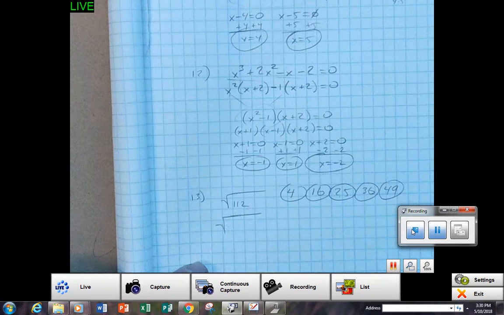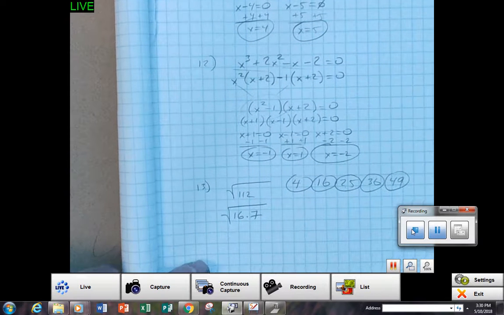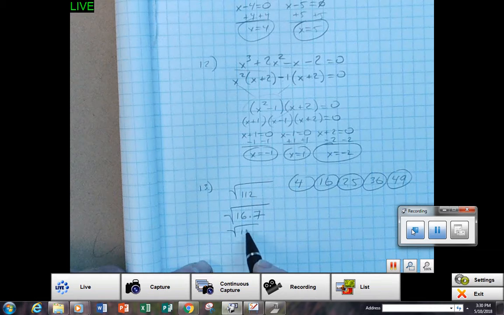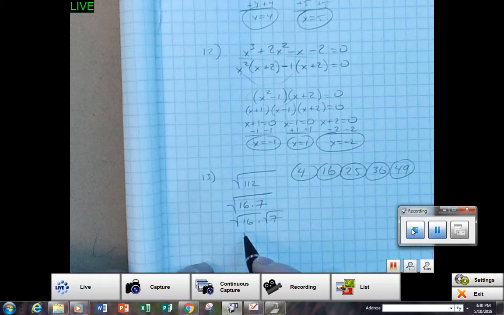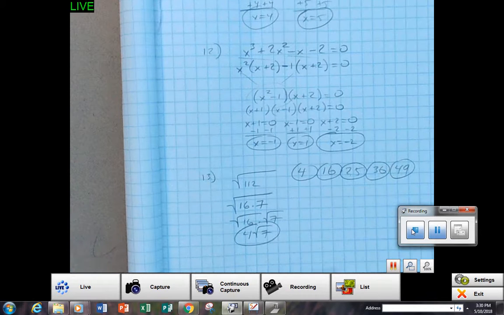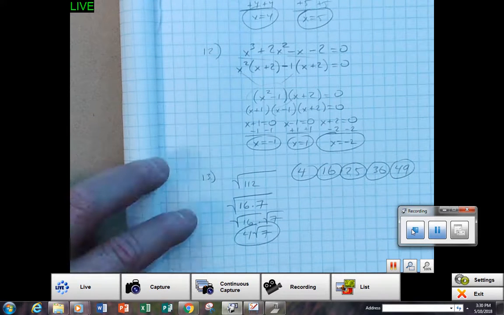And then using your calculator, I would use your calculator to divide by 4, divide by 16, divide by 25. Try all these 5 numbers, and you'll see that 112 is 16 times 7. And then you could break that up into root 16 times root 7. And that gives you 4 times root 7. So those are a little trickier for sure. Number 14.